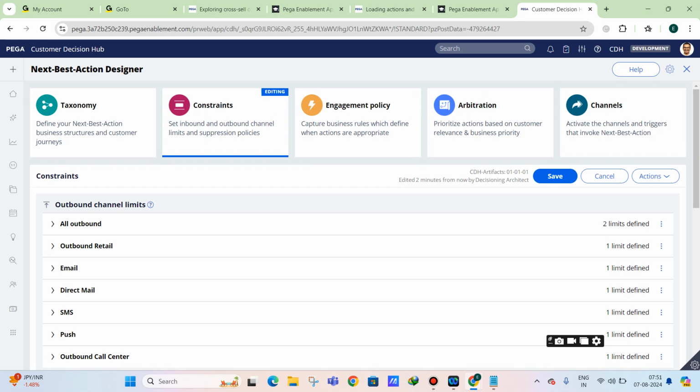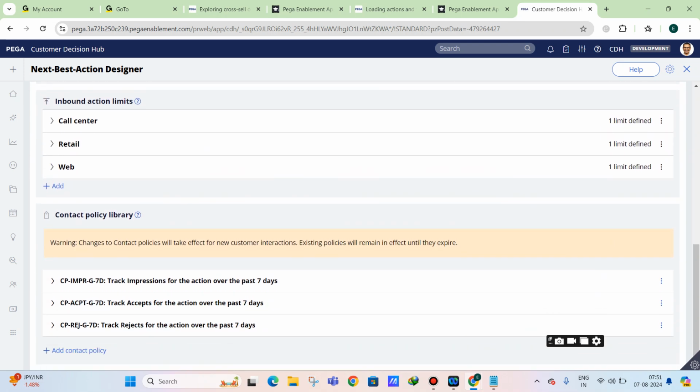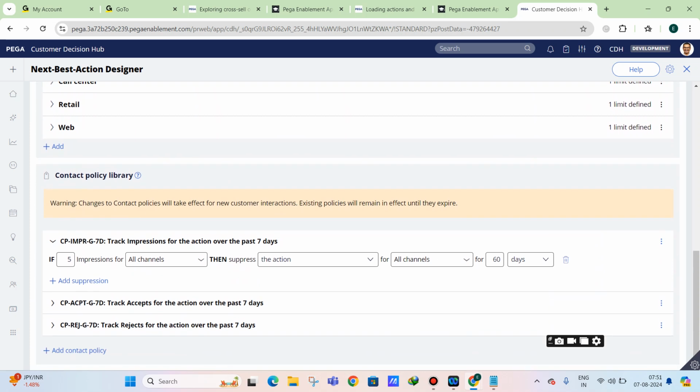Now coming to the suppression rules, which is one more concept in the same contact policy tab. We have one more thing that is called suppression rules here. So what are the suppression rules?